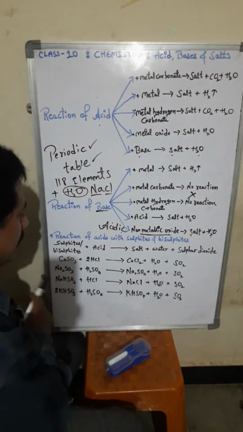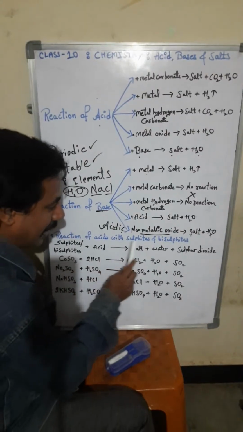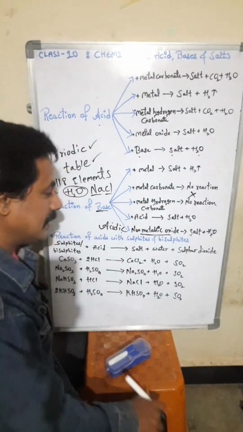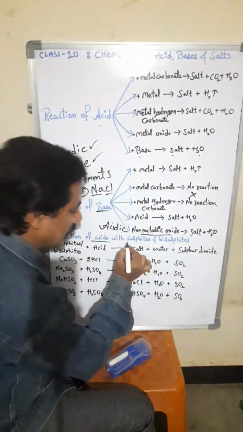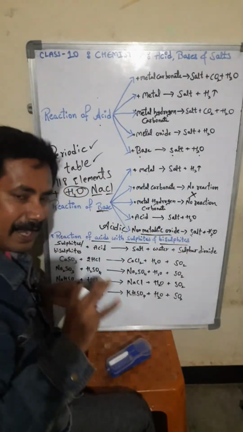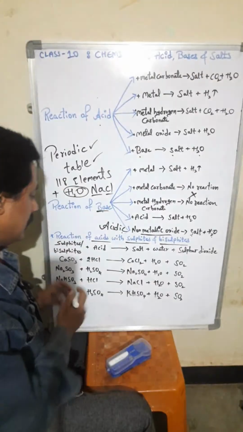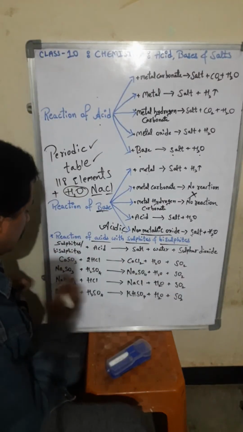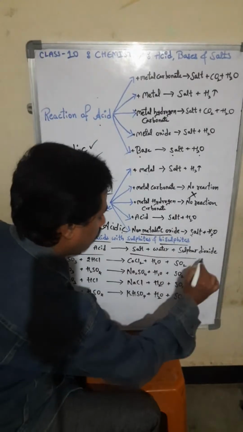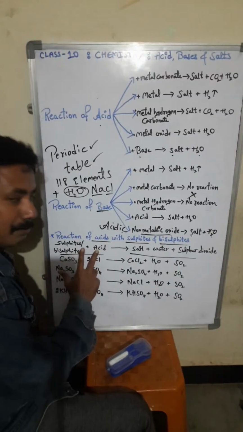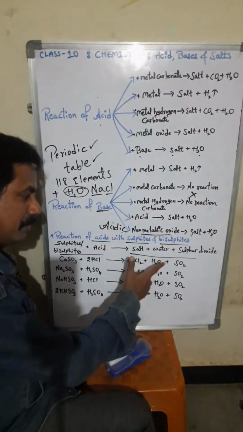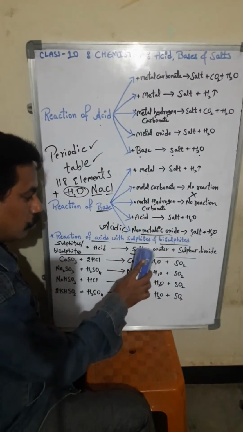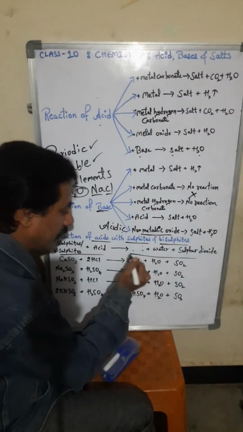So next we are going to continue. Reaction of acids with sulfides and bisulfides. What does this mean? When acid reacts with sulfides and bisulfides, what happens? So let's see the general formula. So this is the general formula, students. Sulfides or bisulfides, when they combine with acid, so what will be the result? Salt plus water plus sulfur dioxide.